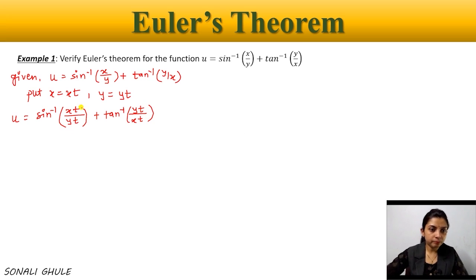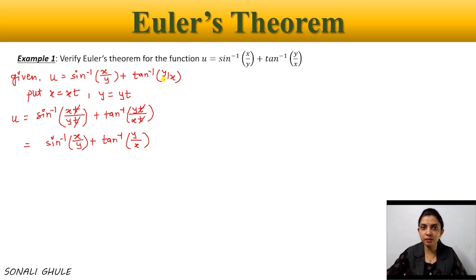So you can see this t gets cancelled. So what I get here, yes, sin inverse x upon y plus tan inverse y upon x. This is our original function. You can check. This is given to us. That is the original function. So there is no term of t remaining, right? So I can write this t as t raised to 0.